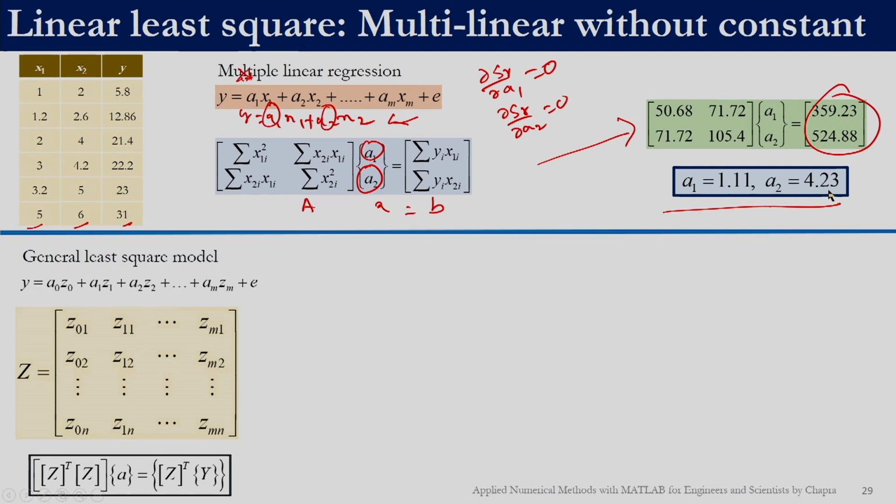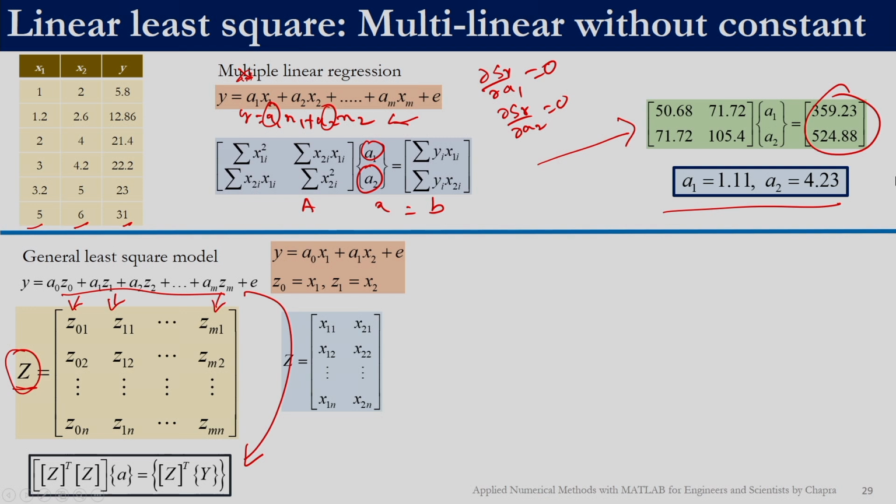So, now let us do the same problem using the general linear least square model. Again, as we discussed in the previous slide, this is our model, this is the analytical solution of that model, and in this analytical solution the Z matrix is the Z naught variable, the Z1 variable all the way up to Zm variable stacked one after the other and all the endpoints. So, that is our Z matrix. In this case our model is a naught x1 plus a1 x2, you can even say it is a1 x1 plus a2 x2, it is just the notations that are different.